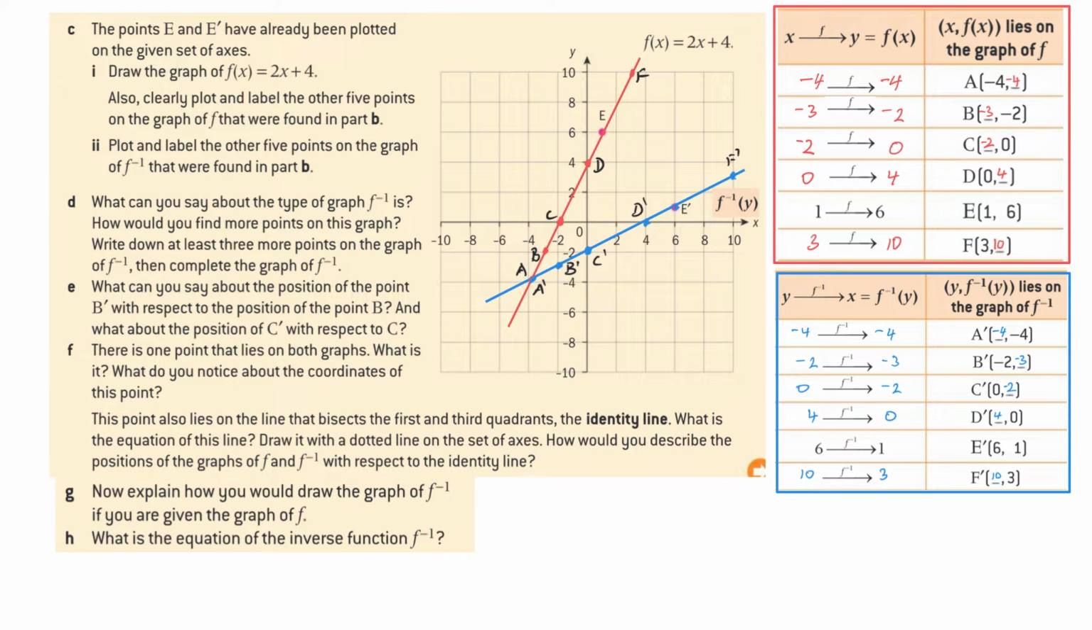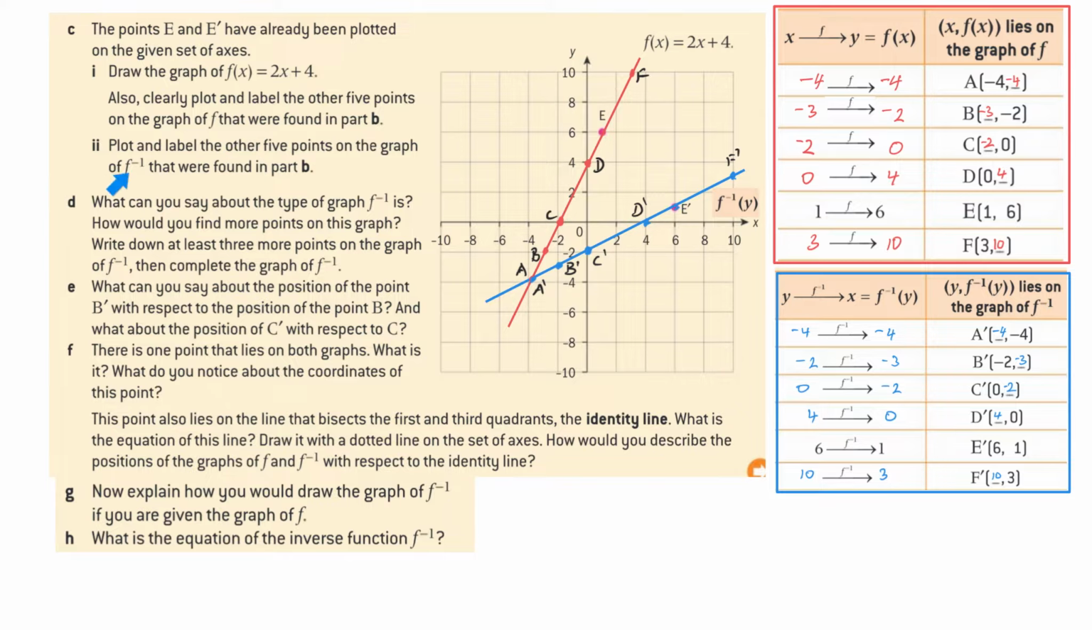It said draw the graph of that function, 2x plus 4. Also clearly plot and label the other 5 points on the graph of f that were found in part B. Okay, these are the points here. So I just plotted those and I've got the line. Now the line looks right because it's 2x plus 4. It's got a y-intercept of 4. It has a gradient of 2, which is basically 2 over 1. It's got a run of 1 at the bottom and a 2 on the top, so 2 over 1. It's got a rise of 2 and a run of 1. So that's our line. That's the function.